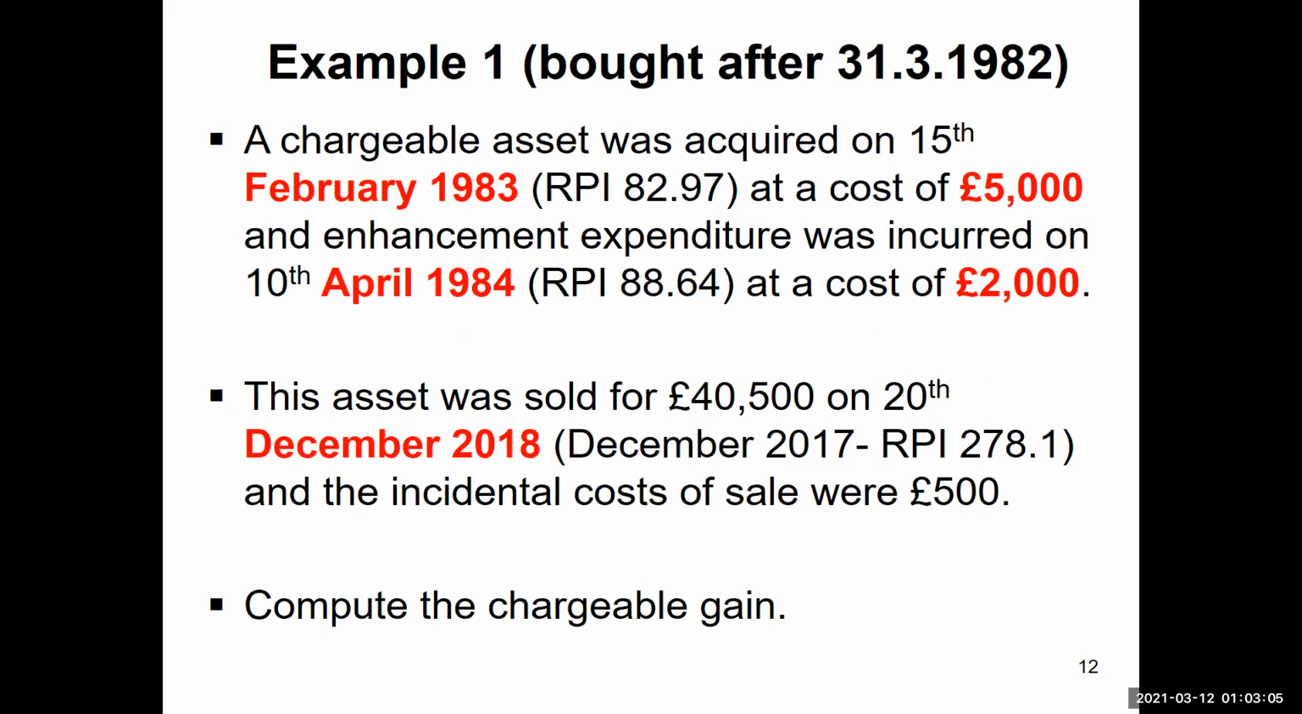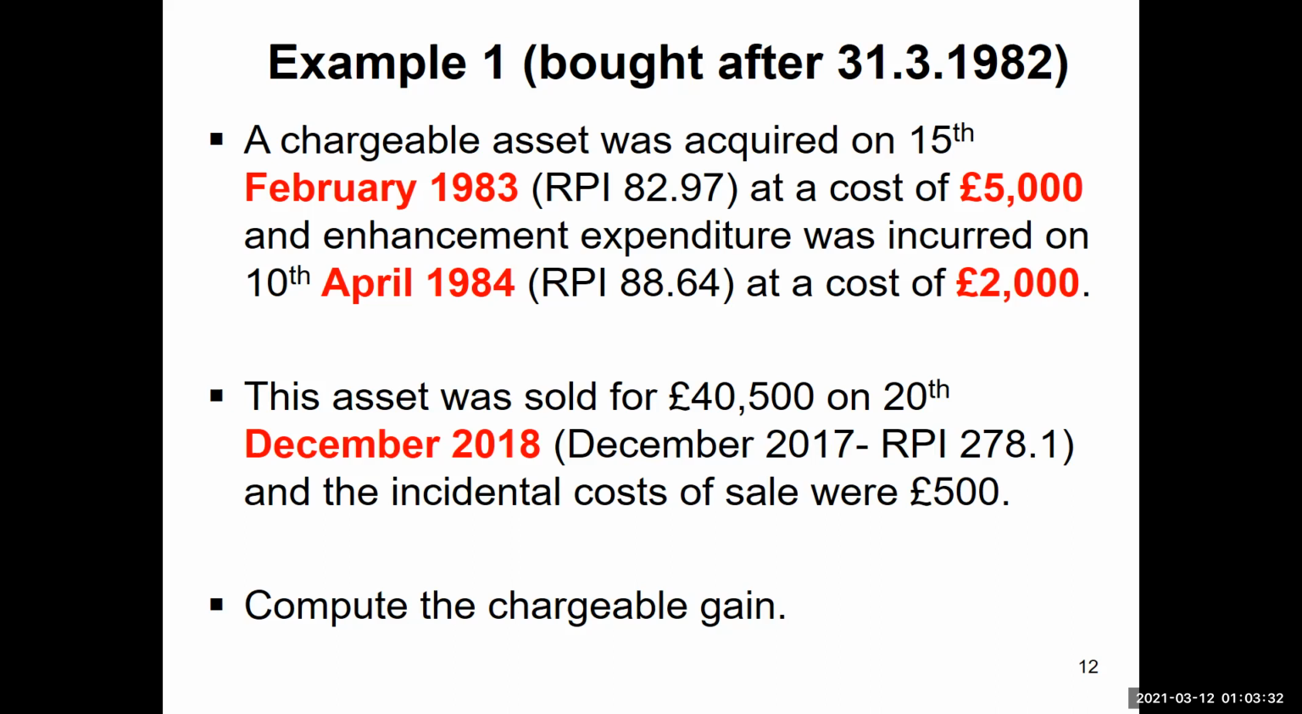Now, any asset we bought after March 1982, it's easy to work out. Let's take an example. The format will change. If we bought the asset after 1982, it's a straightforward format as we find it. But if we bought it prior to 1982, then we have to work two different parallel calculations. We'll look at that. Let's take one after the other.